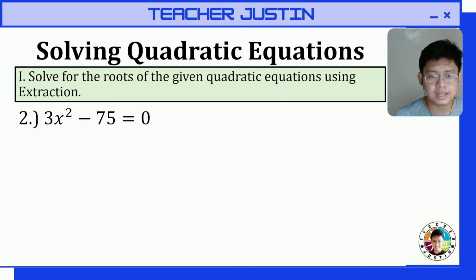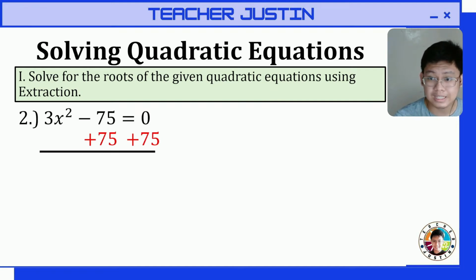So ililipat natin lahat ng numbers na nakapalibot kay variable x to the other side of the equation. So let's start first by removing negative 75. So let's remove negative 75 by transferring it to the other side, or we can apply the addition property of equality, which is we add 75 both sides of the equation.